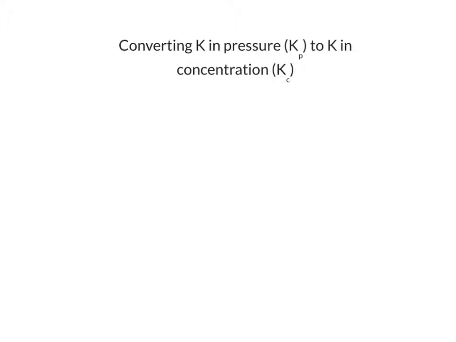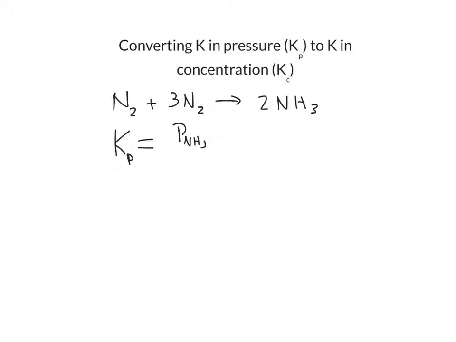Let's see how we can do that using the gas phase reaction between nitrogen gas plus hydrogen gas to form ammonia. In general, we would express this equilibrium constant in terms of pressures because these are all gases. So I would have the pressure of ammonia squared divided by the pressure of nitrogen times the pressure of hydrogen cubed.